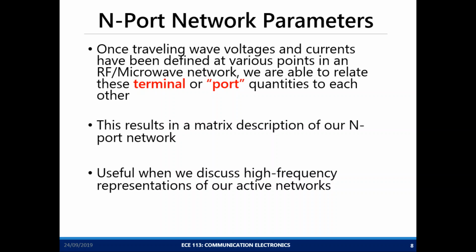For every block, we have an n-port network. We generalize it to have n, an integer number of ports. So the ports are where the voltage and current are measured and are extracted. At these ports, you can connect different blocks, and see how these different blocks interact with each other.